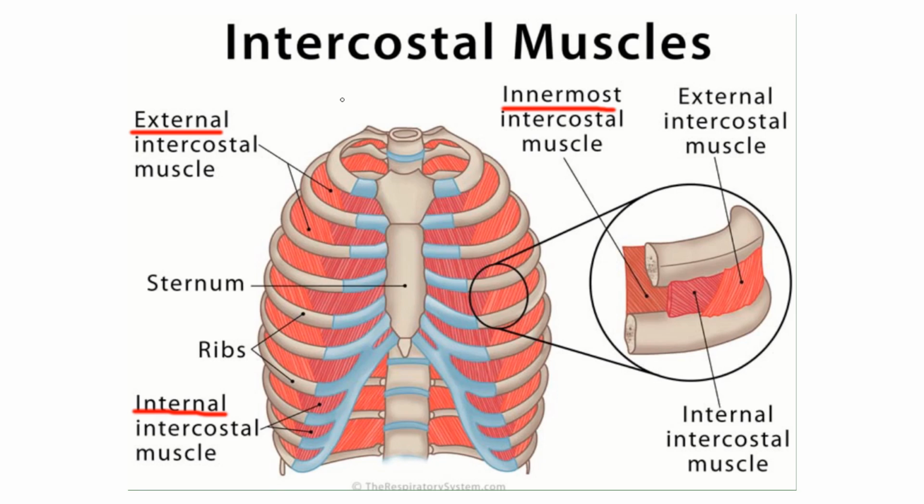So, regarding the origin and insertion, it is very easy to remember. All these three muscles originate from the inferior border of the ribs. They are present on all ribs, as you can see in this picture. They are present on all ribs. All these are intercostal muscles.